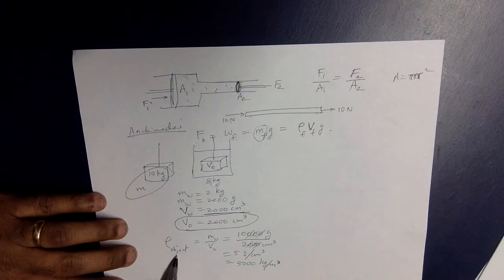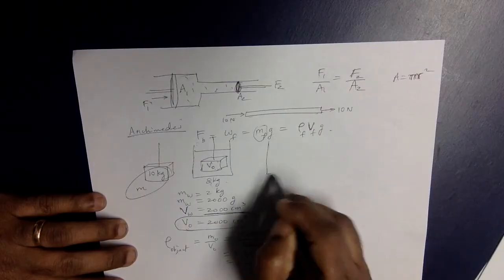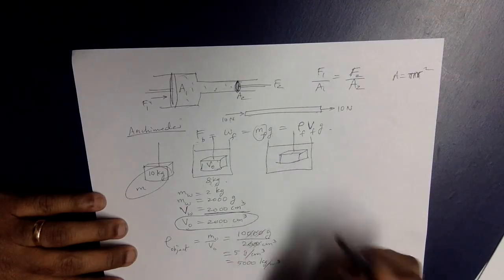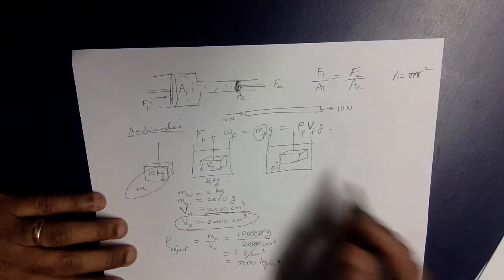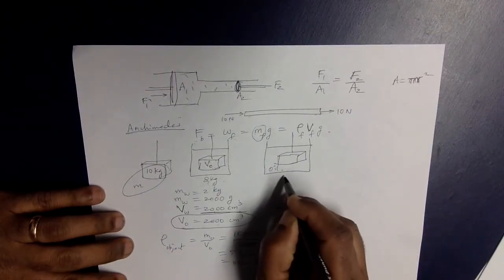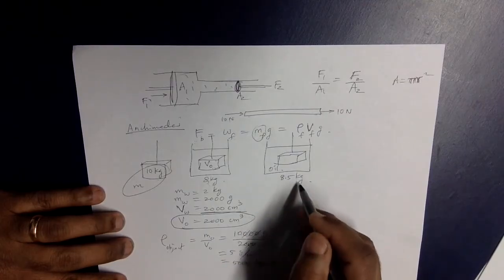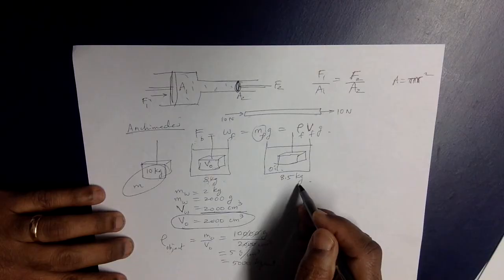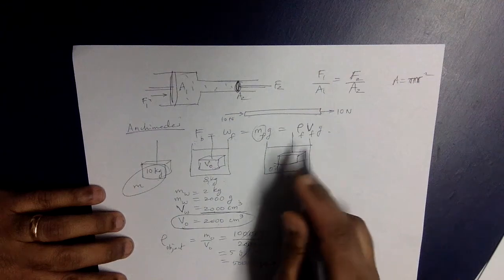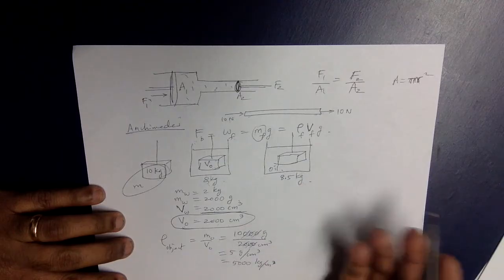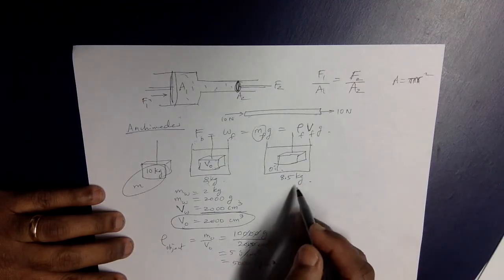Okay, this is how we solve it, by just conceptual information and no ready-made equations. Now, what happens when the same object goes into another fluid such as oil? When it went into oil, it weighs 8.5 kilograms. So if it weighs 8.5 kilograms when it went into oil, then what is the density of the oil?